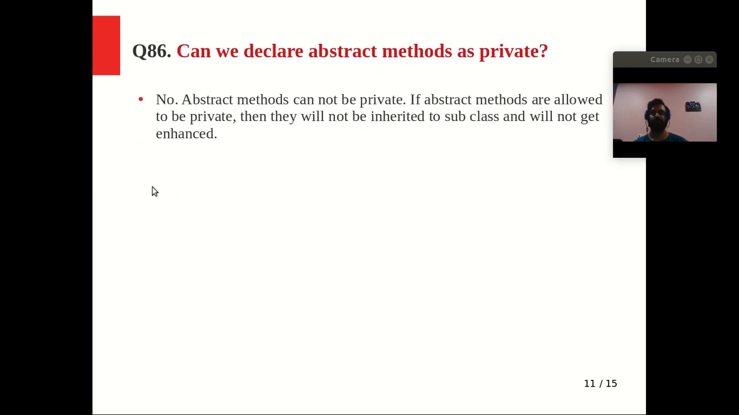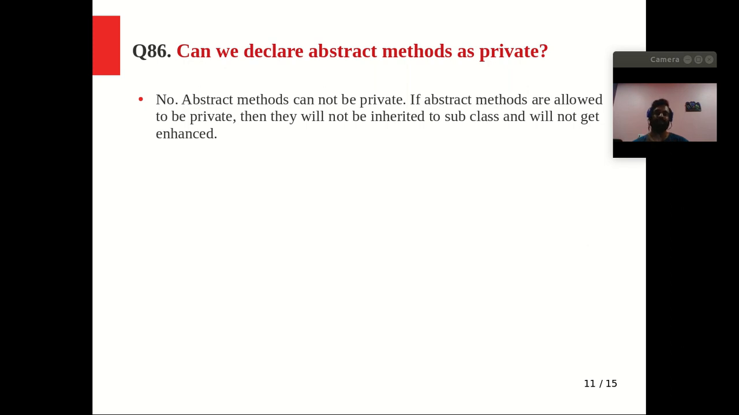Now let's move to the next question: can we declare an abstract method as private? As we have seen earlier also, no, an abstract method cannot be private. If abstract methods were allowed to be private, then they would not be inherited by the subclass and would not get enhanced, right? So as I have shown you, we cannot mark our abstract method as private, because the abstract method should get implemented in the further subclasses, right?